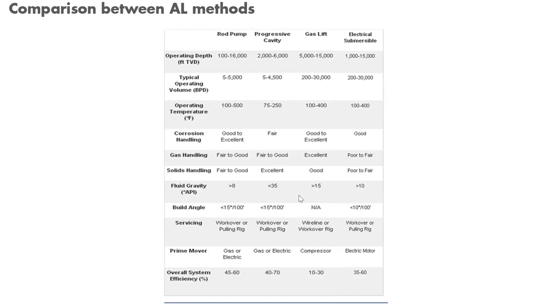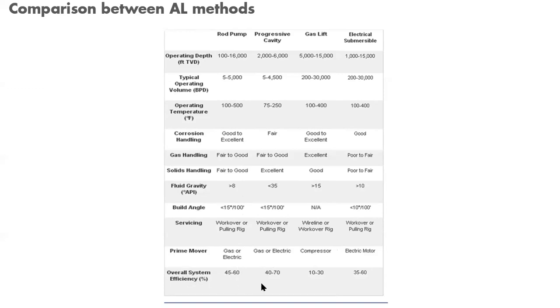The angle is not a challenge in the gas lift, but still the dog leg severity is a challenge in the electrical submersible pump. The deviation itself is not, whereas the progressive cavity and rod pump have a limitation on both dog leg and inclination. Servicing is the easiest for the gas lift, but requires a workover for the other three, but for the rod pump, it is a light workover or bowling unit.